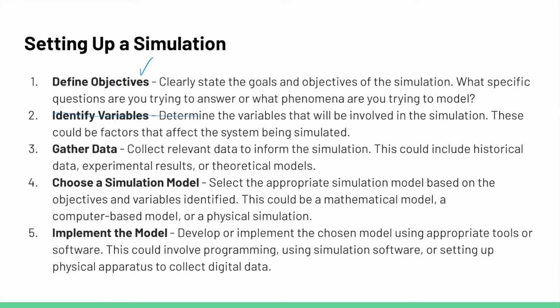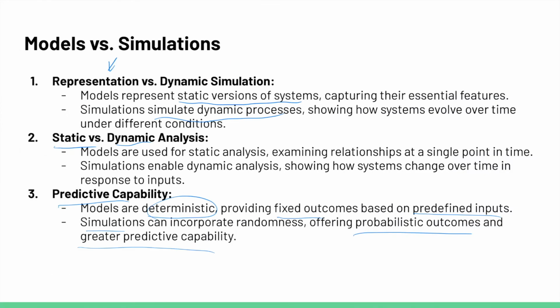So we basically need data to inform a simulation. This could be historical data, experimental results, or theoretical models. Without data, the simulation doesn't know how to react. And without data, we also really can't address the probabilities of certain outcomes occurring. Therefore, we can't really have a realistic simulation of possible events.